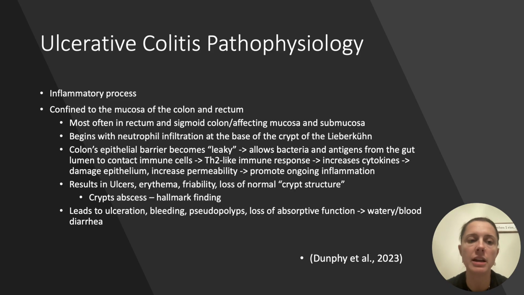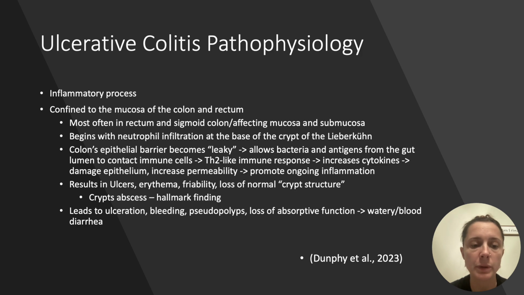So the pathophysiology for ulcerative colitis. This is an inflammatory process. It is confined to the mucosa of the colon and the rectum. It is most often in the rectum and the sigmoid colon, and it's affecting the mucosa and the submucosa. So it's a little more surface than Crohn's disease, and it is further down in the GI tract. It begins with a neutrophil infiltration at the base of the crypt of the Lieberkühn.